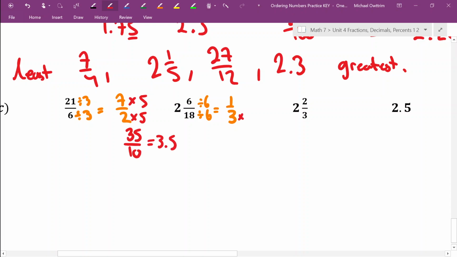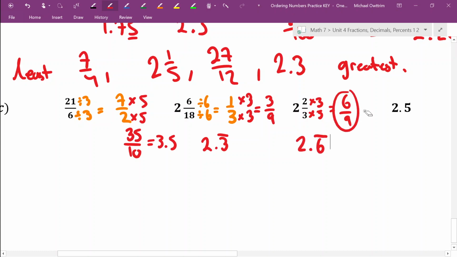2 1/3, I'm going to multiply by 3 to get a 9 on the bottom. So 2 3/9 is 2.3 repeating, 3/9 being the 0.3 repeating. We're going to multiply it by 3 here as well to get a 9 on the bottom. So this is 2.6 repeating, 2 wholes, and then 6 repeating, and then 2.5 here.